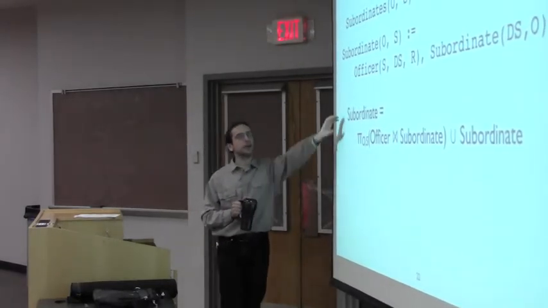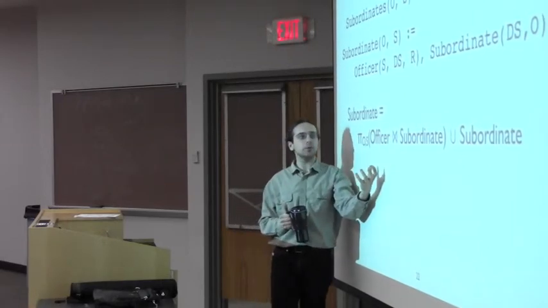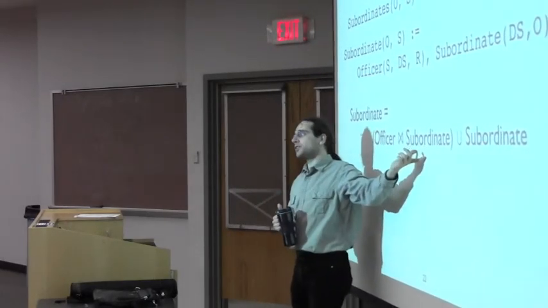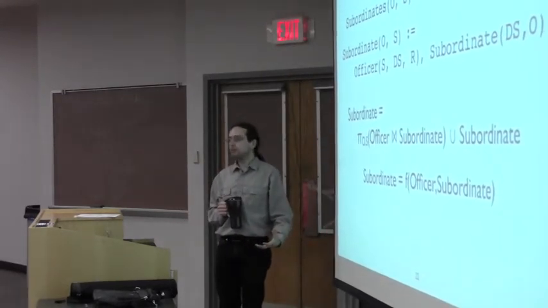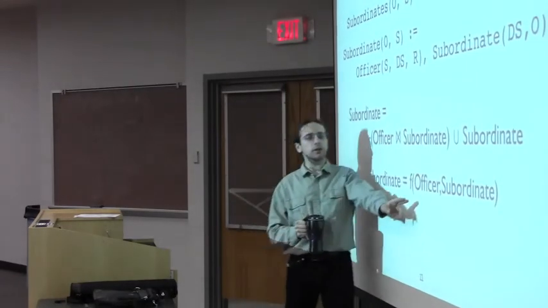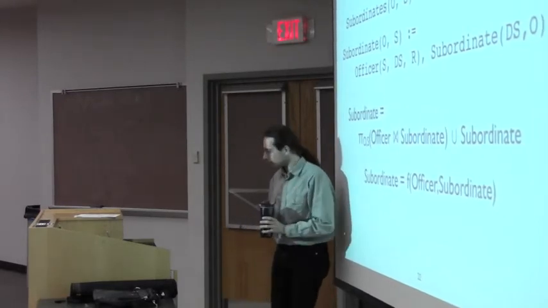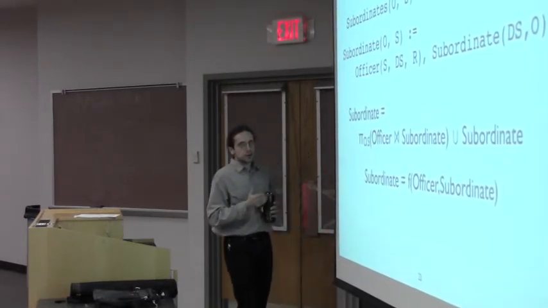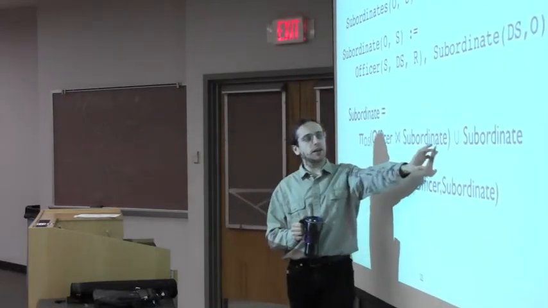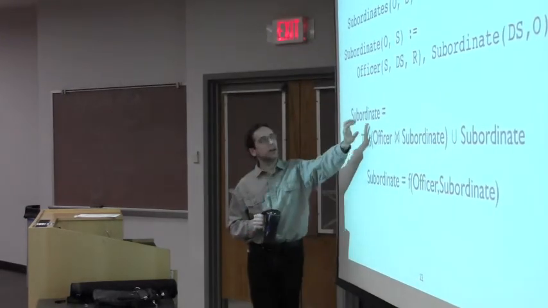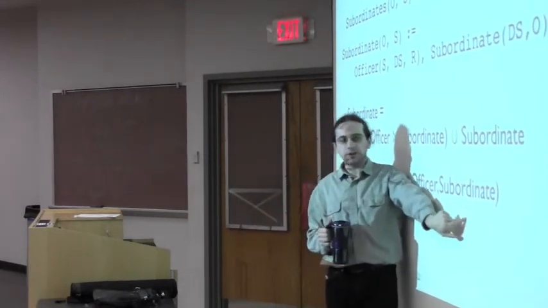And so we can define subordinate in terms of a relational algebra expression that also takes in inputs. It takes in officer and subordinate as inputs. Think of this as a big function that takes a set of relations in and produces a new relation as output. So this actually leads to one possible way of evaluating these expressions. You run this query. That gives you a new value for subordinate. But that also changes the input to the function.